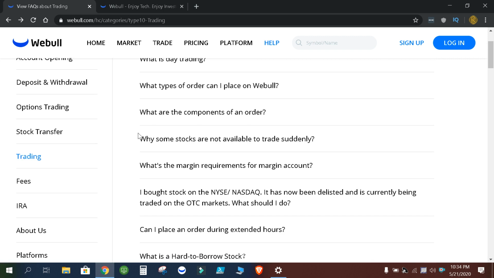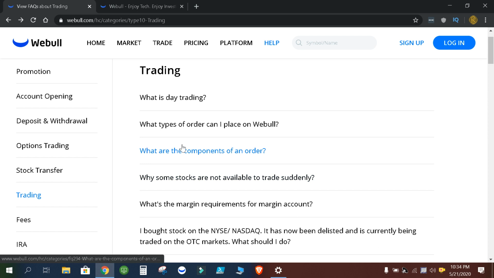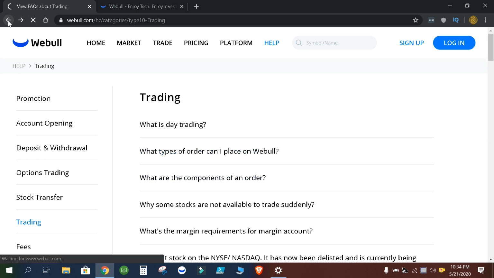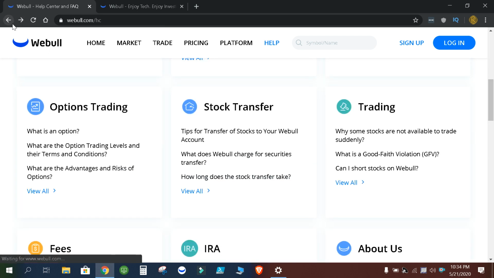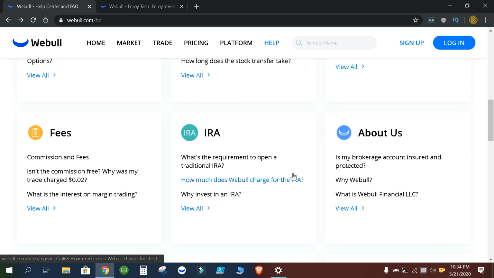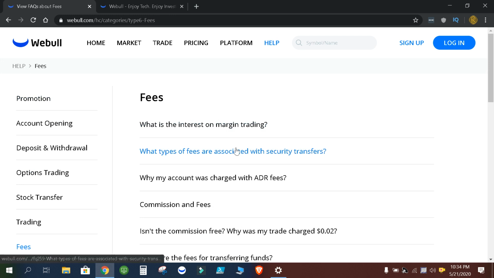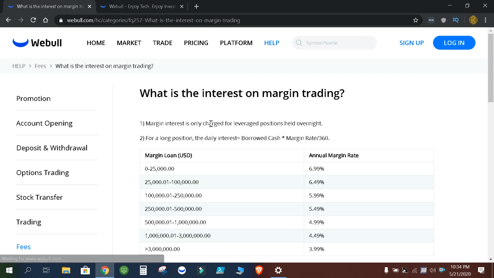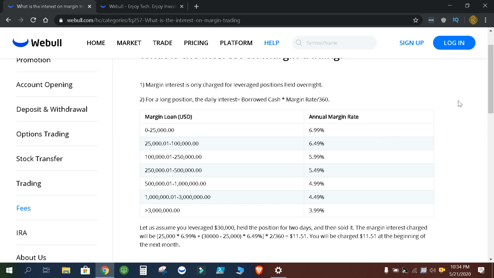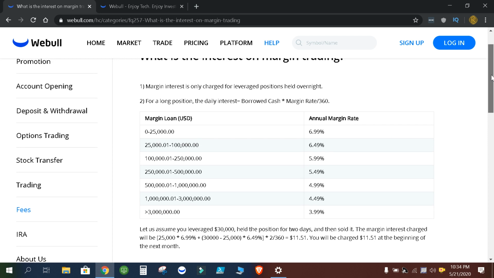Okay, so that is the trading. All right, so we got all of those fees and commissions, right? As far as the fees are concerned, Webull, as everyone knows, doesn't charge fees on making transaction trades, things like that, right? They do have interest when you're using margin.